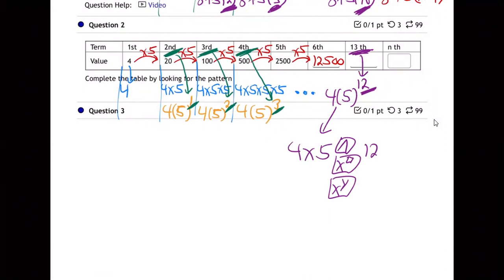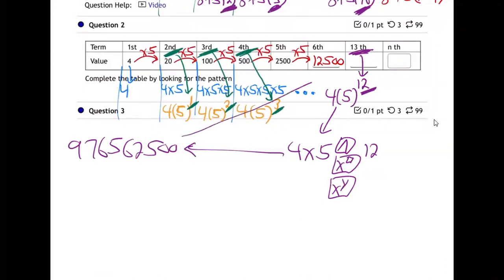Yeah, I'm not even going to write it. Well, I'll write it over here. I'm getting 976562500. Crazy big number. So that's what you got to put. That's going to be the 13th term. And then finally, we've got to get the nth term.